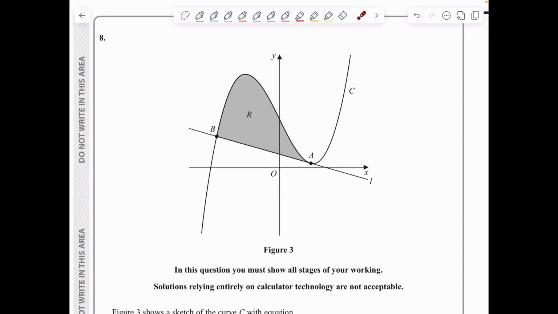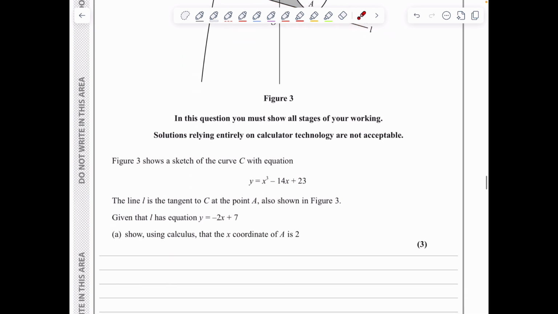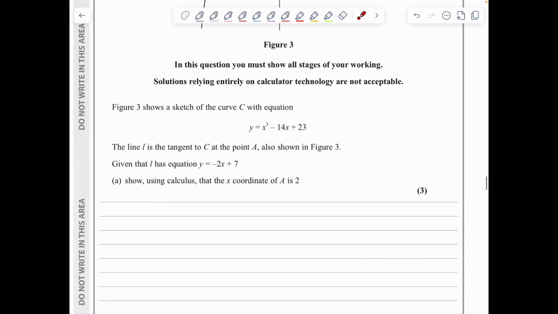In question 8, we need to show all stages of our working, and solutions relying entirely on calculator technology are not acceptable. Well, we're given a sketch of the curve C, it's the cubic shown here. The line L is a tangent to C at the point A. We are told that the line L has equation y is negative 2x plus 7. And we need to use calculus, this means differentiation, to show that the x-coordinate of A is 2. So I will start by finding an expression for dy/dx, and we know that when we differentiate, we multiply by the power and we deduct 1 from the power. So this is giving me 3x squared minus 14.